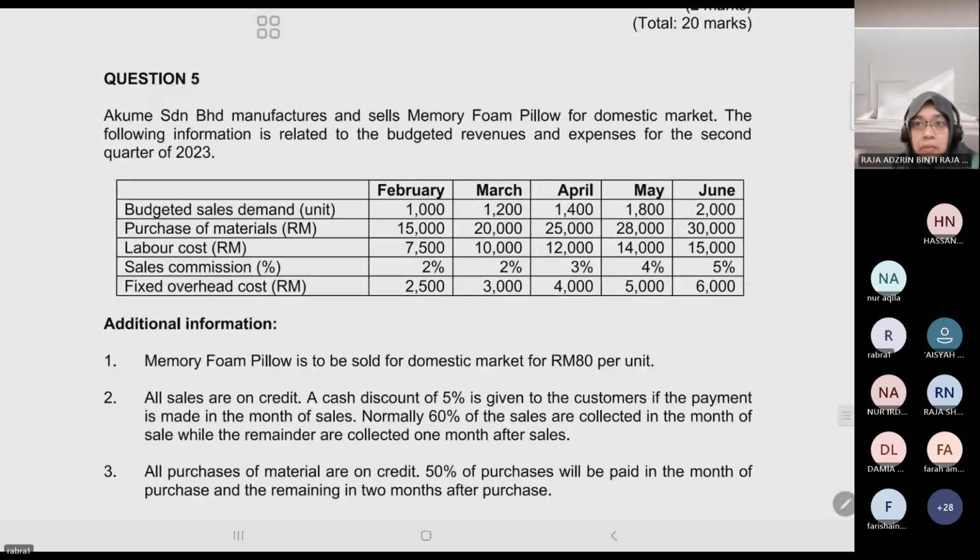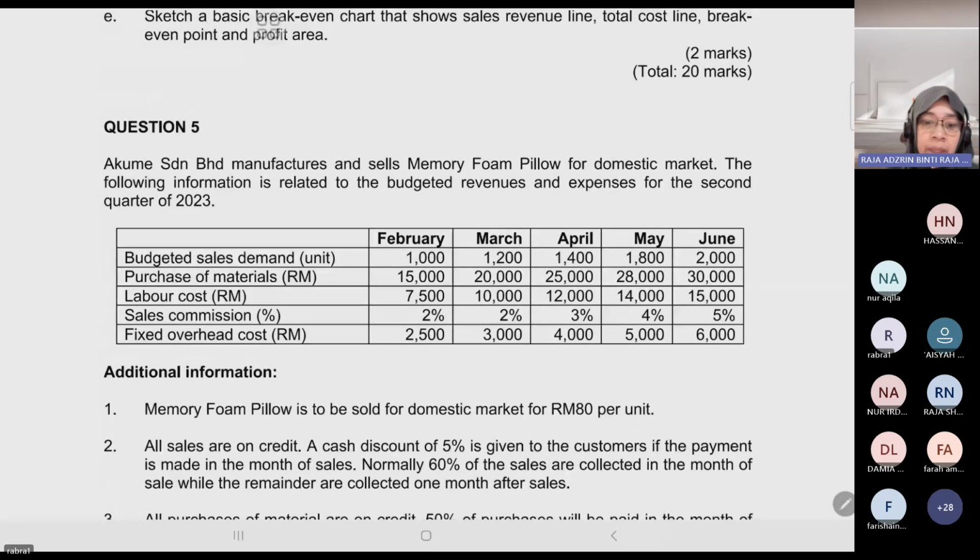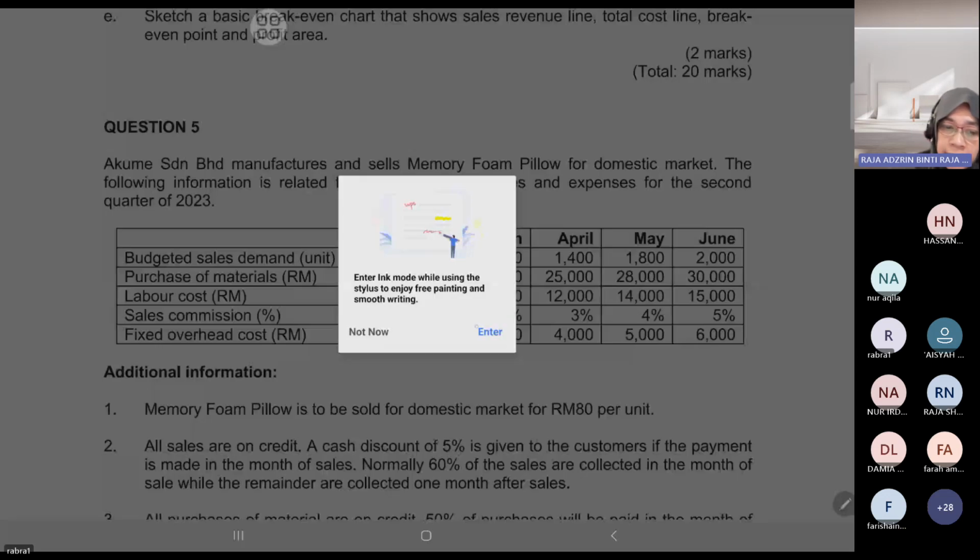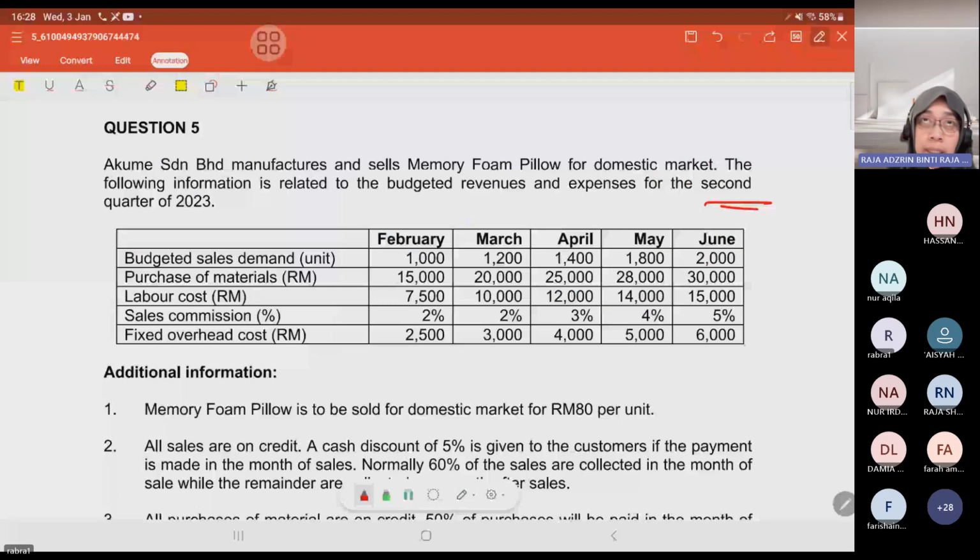Okay. So this question you are required to, okay, kita tengok. Akumis yang Berhad manufactures and sells memory foam pillow for domestic market. The following information is related to the budgeted revenue and expenses for the second quarter. So for the second quarter of 2023. So alert dengan period, mana-mana pun you have to alert with the period.